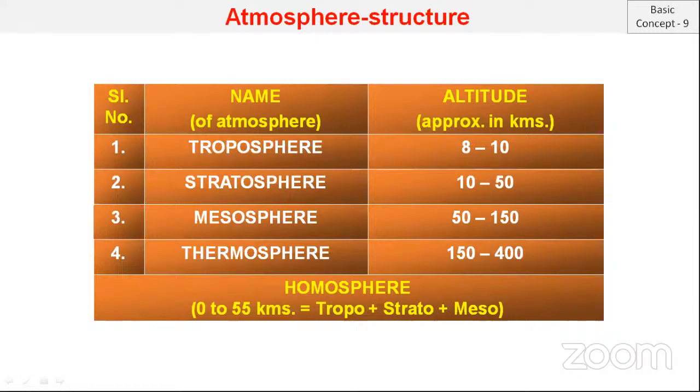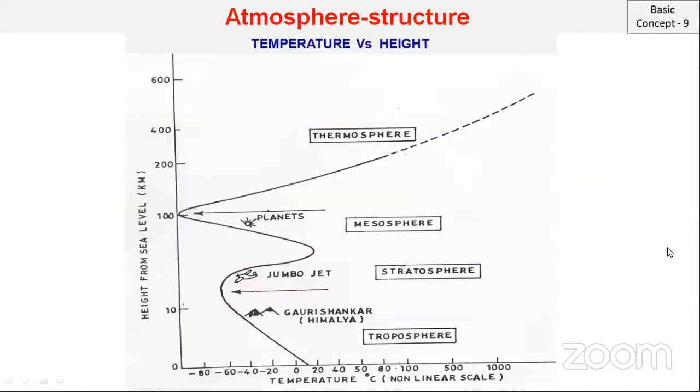Now, the same layers shown in a kind of picture form. You can see the picture here. Non-linear temperature is on the x-axis, and distance above the ground level, that is height, is on the y-axis. You see it starts from zero level, 0 degrees centigrade, goes on decreasing till about 10 to 15 kilometers, then increases up to, for example, 80 kilometers, then again decreases up to 100 kilometers. From 100 kilometers onwards, the temperature goes on increasing.